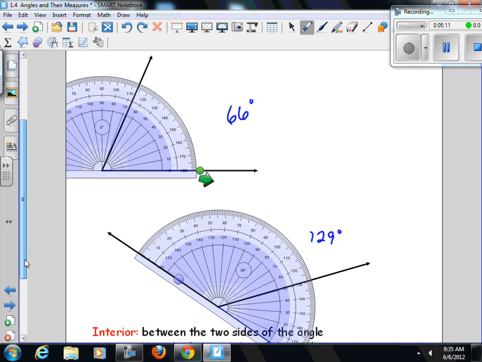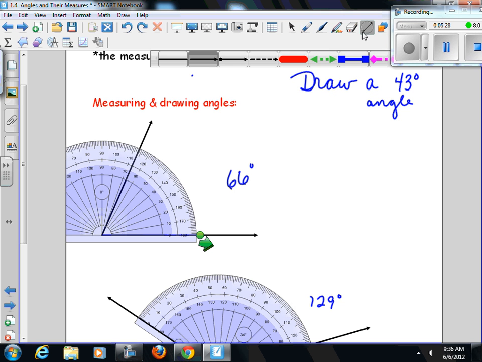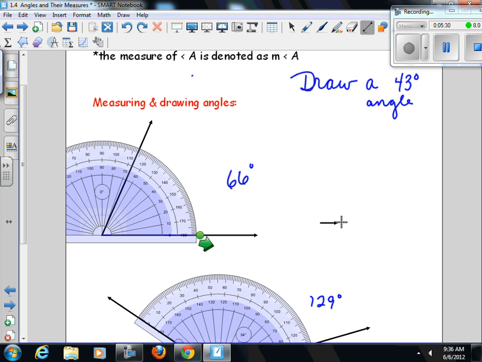Okay? Now, let's say that I asked you to draw a, let's say, 43-degree angle. All right? First thing you're going to do is draw a straight line. You're going to put an arrow on the end of it. Notice that I have arrows on the ends of the sides of my angles, because they're rays.